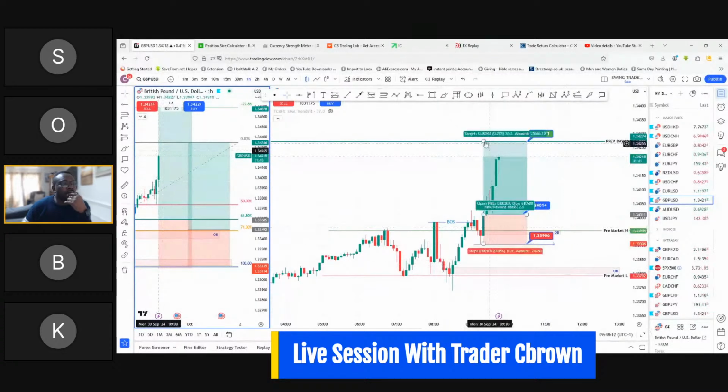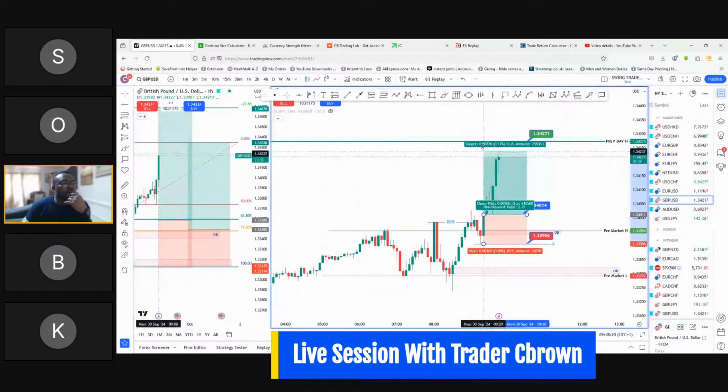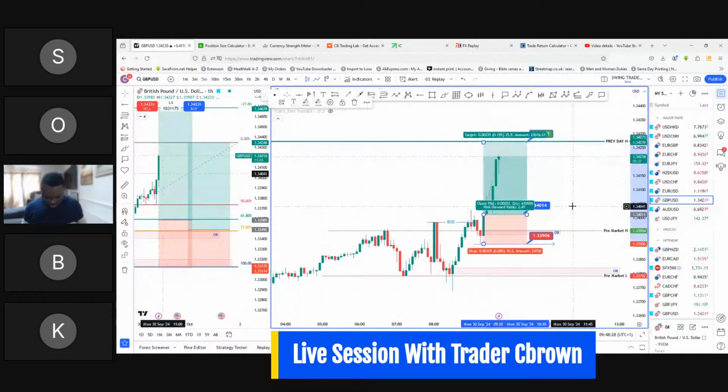Price has already given us 1 to 2. So if you want to close and take TP, take it. Don't be greedy. I normally will go for 1 to 2 as a minimum, but if you want to take your TP now, it's okay. Take it. Don't be greedy. Just take it.